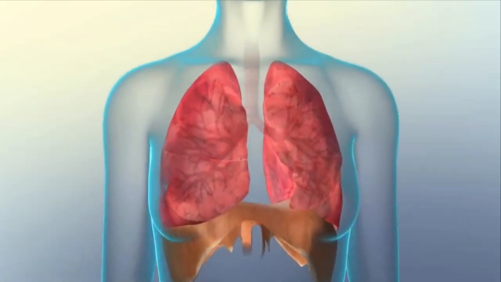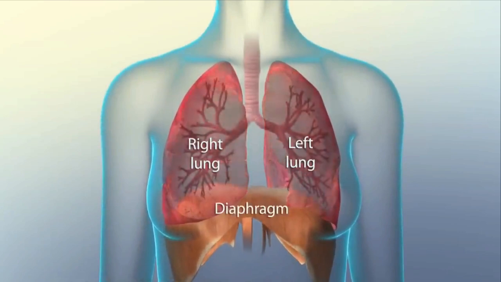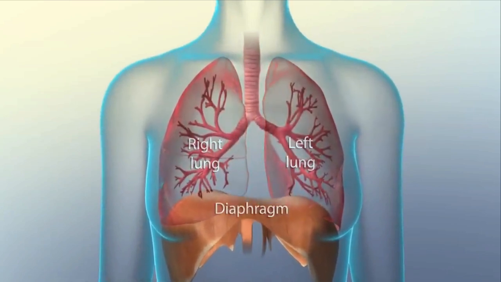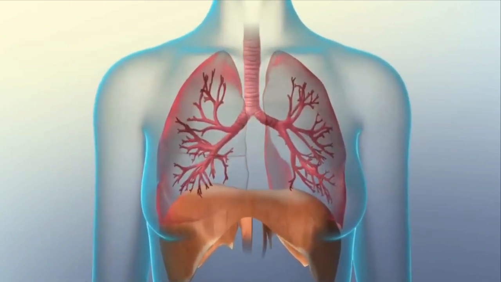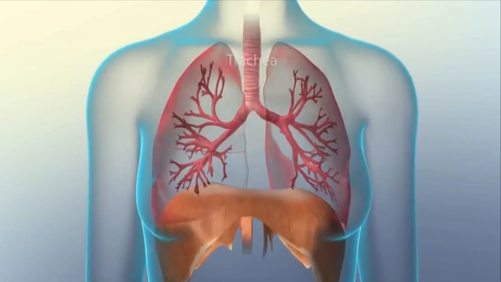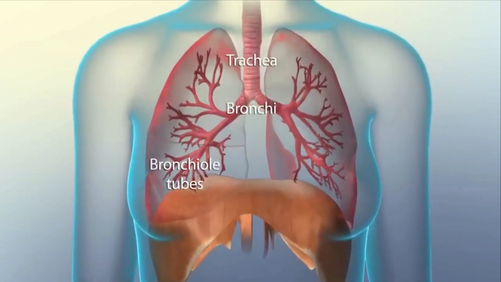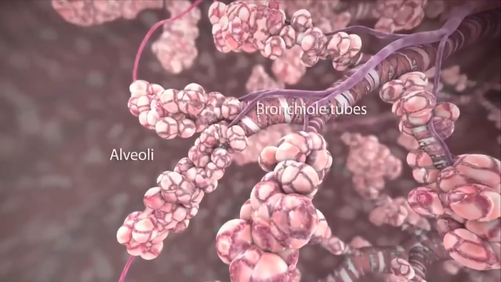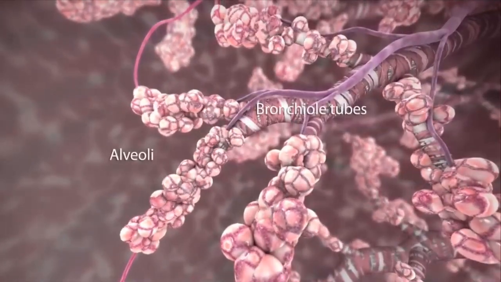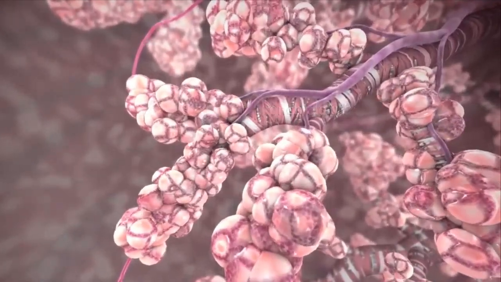Breathing begins when the diaphragm contracts, expanding the chest, causing a change in pressure, allowing air to flow into the trachea, bronchi, bronchial tubes, and air sacs called alveoli, where gas exchange takes place.